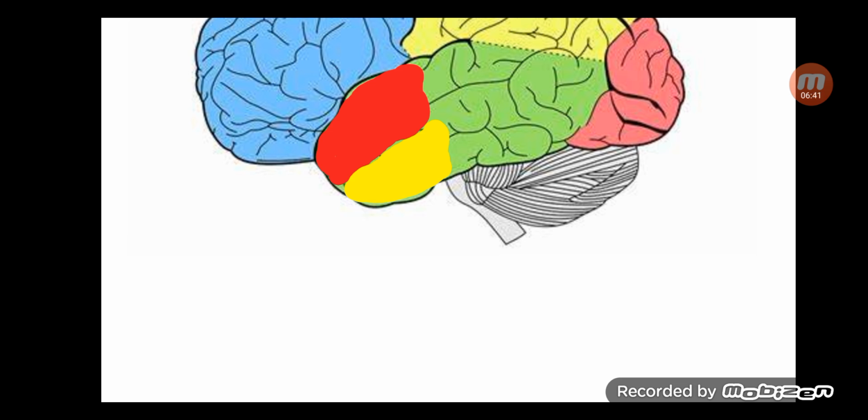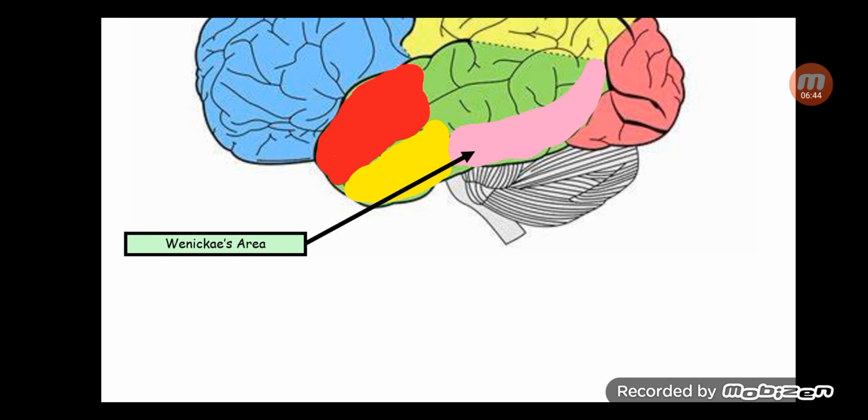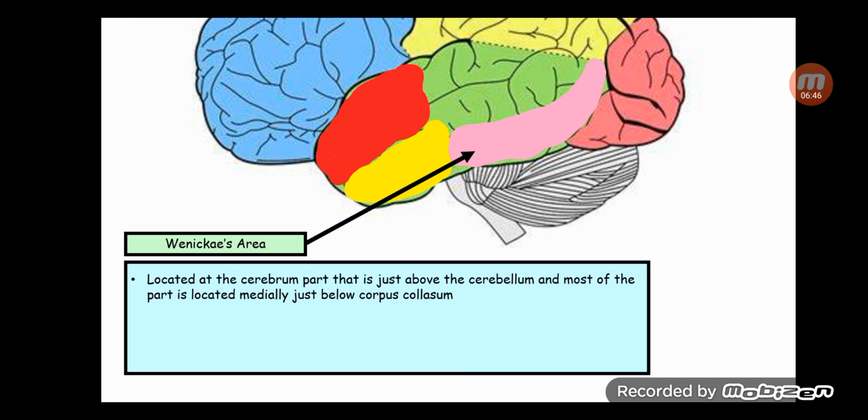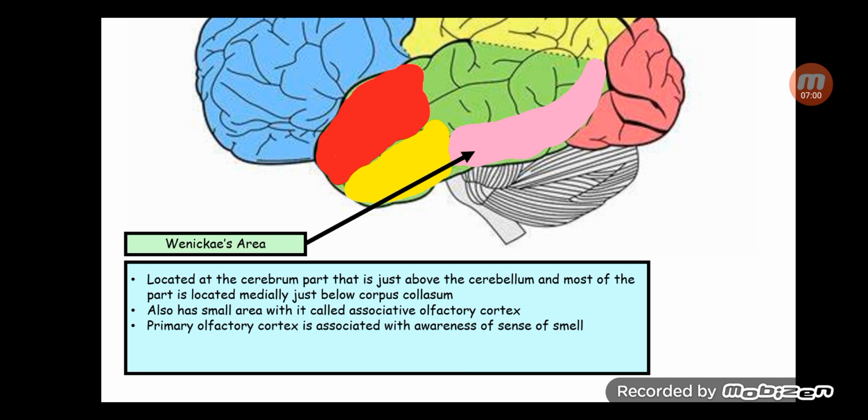And the next cortical area we have in the temporal lobe is the olfactory cortex, which is located at the cerebrum part just above the cerebellum, and most of it is located medially just below the corpus callosum. It also has a small area called associative olfactory cortex. Primary olfactory cortex is associated with awareness of the sense of smell, while associative olfactory cortex is associated with analysis and comparison of the sense of smell that we have previously in memory.